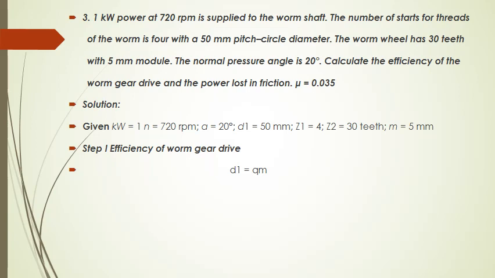Therefore we will first of all find out the value of Q. Therefore value of Q we will find out by using this equation, that is d1 is equal to qm. Therefore Q is equal to d1 upon m. Therefore Q is equal to 50 divided by 5. Therefore Q is equal to 10. Q means diametral quotient.